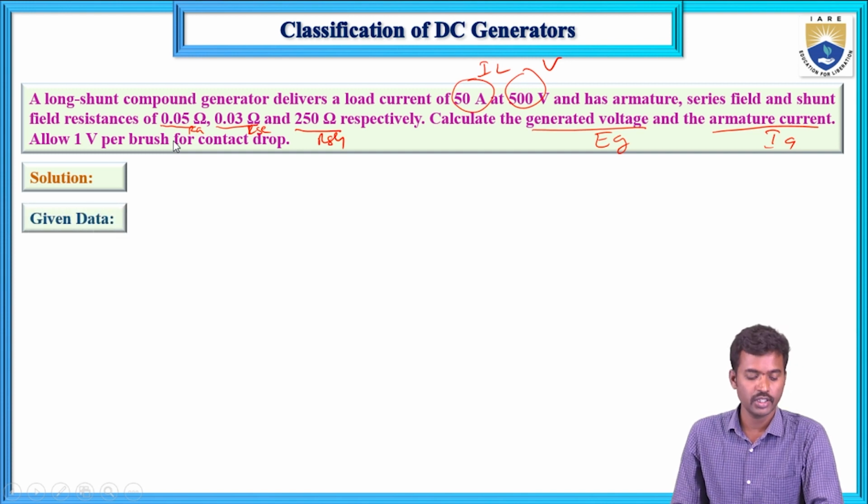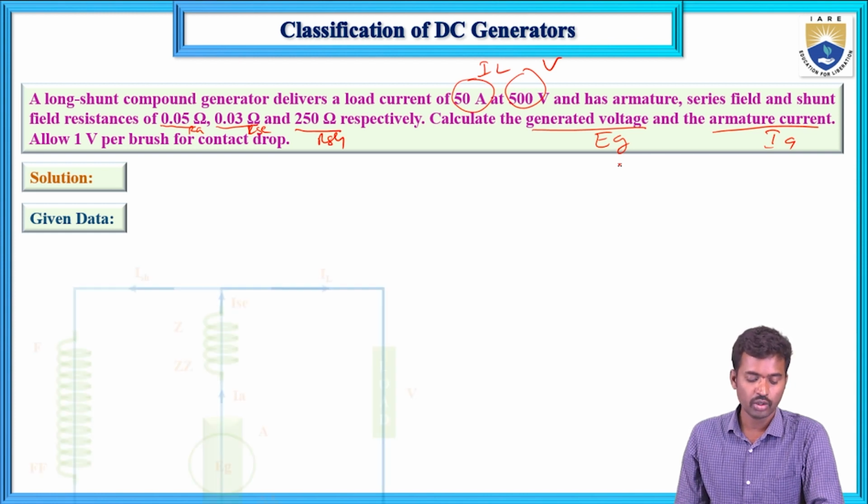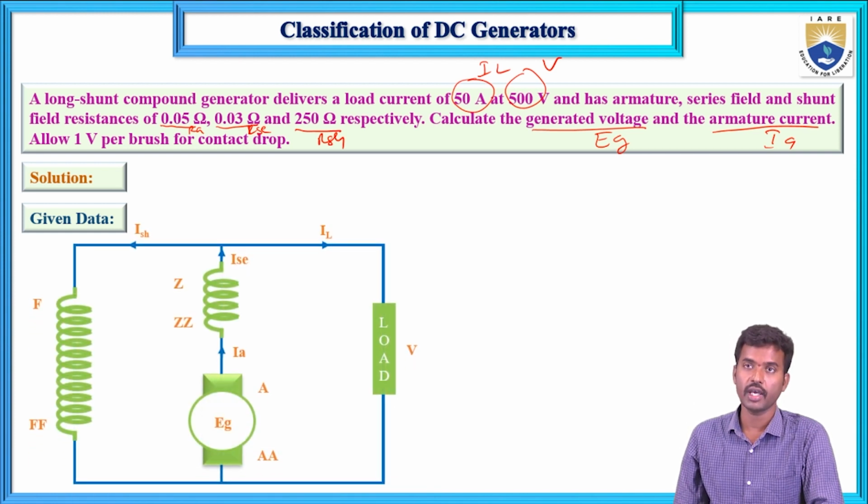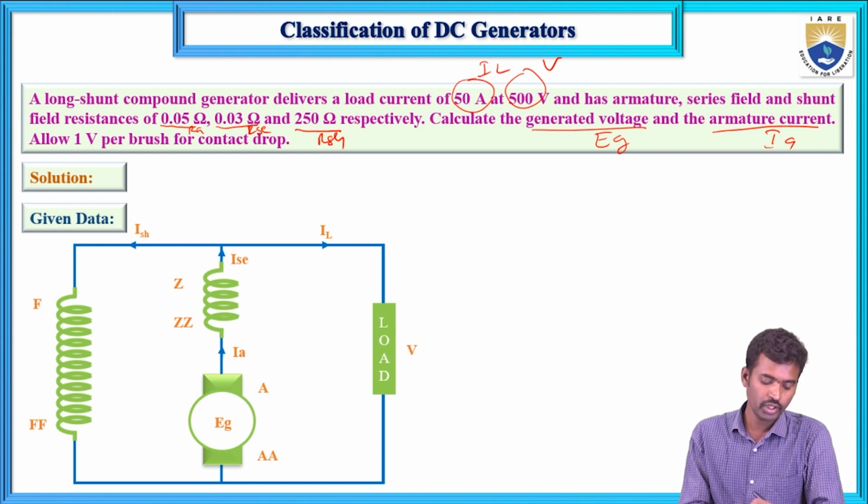Solution: the given data is RA is 0.05, R series is 0.03, and RSH is 250 ohms. Load current IL is 50 amps and the terminal voltage is V. Calculate the induced EMF EG and IA. Now, if you draw the diagram for a long shunt generator, there are two field windings and one armature winding. One is connected in series with the armature winding and another is connected in parallel with the armature winding, and the load is connected across these two points.